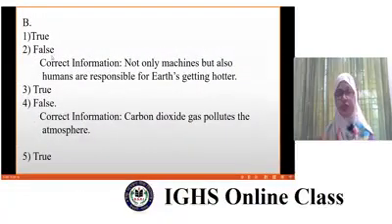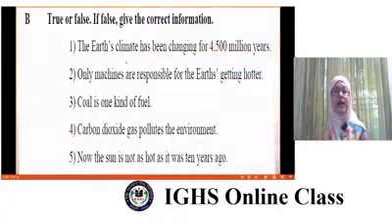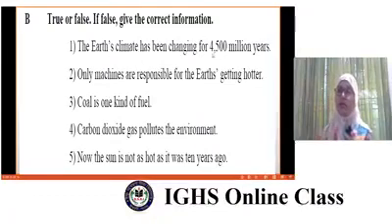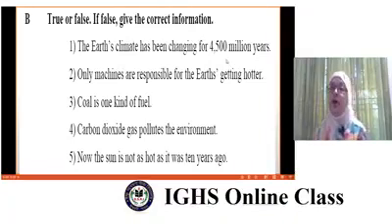First one is true. Why? Let's see. The Earth's climate has been changing for 4,500 million years. Yes, পৃথিবীর এই জলবায়ুটা এত বছর ধরেই পরিবর্তন হচ্ছে, এটা একদম সঠিক কথা। We got this from our text, right? So this is true.